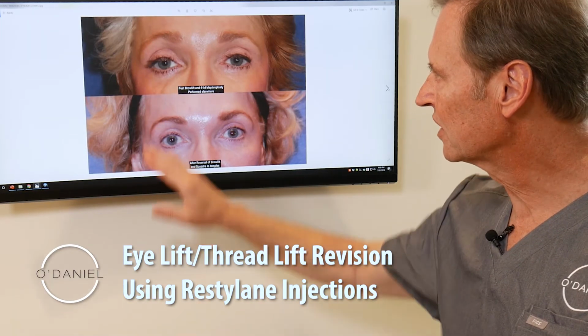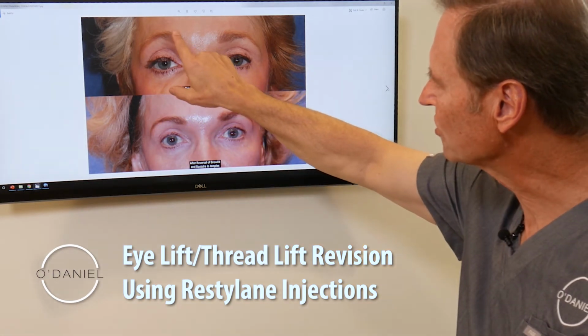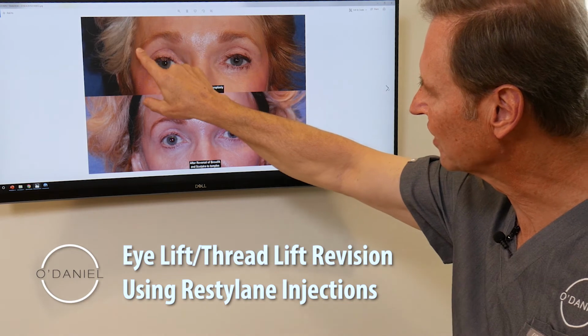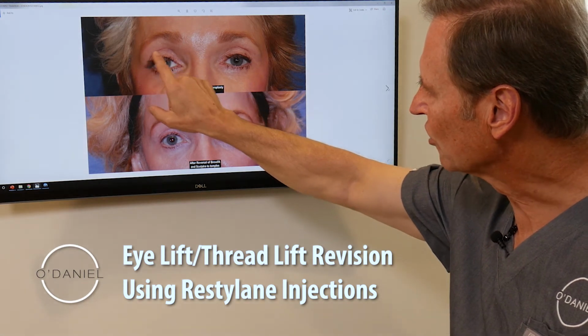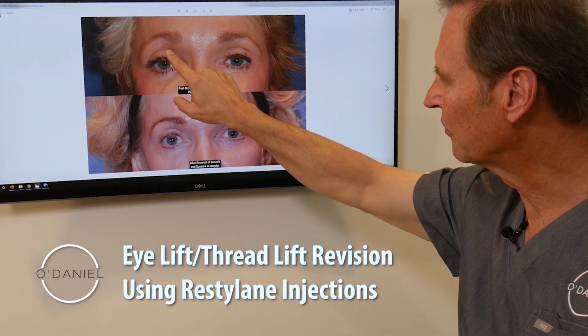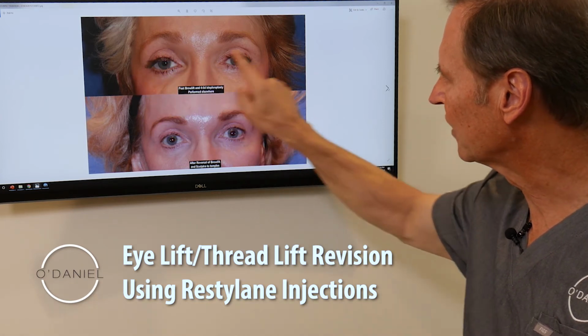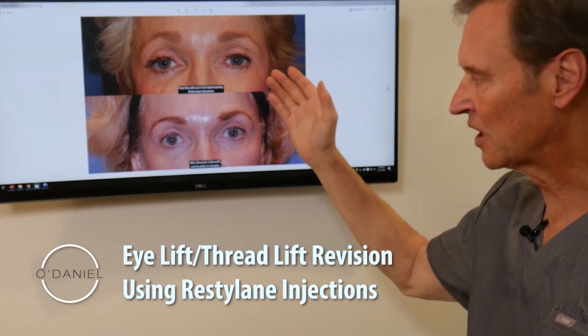So if we look at this picture, here she is up close. You see the brow's arched. This is what we call the head of the brow. The tail of the brow is down here. You can see the upper eyelid is completely over resected with removal of the skin, and you can see there's hollowing in the temporal areas from aging process.